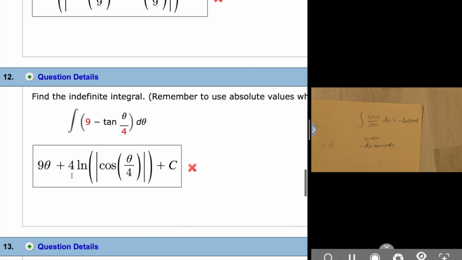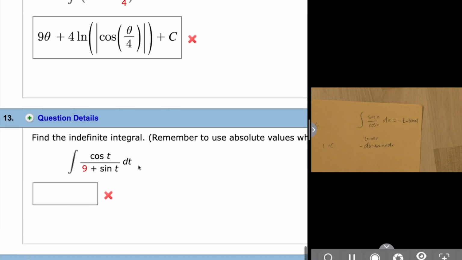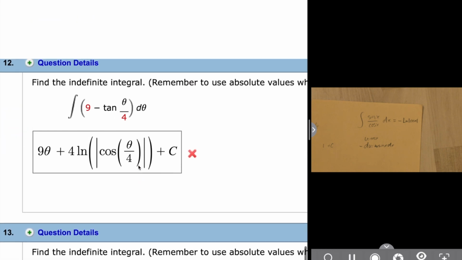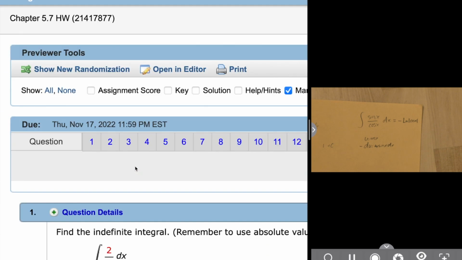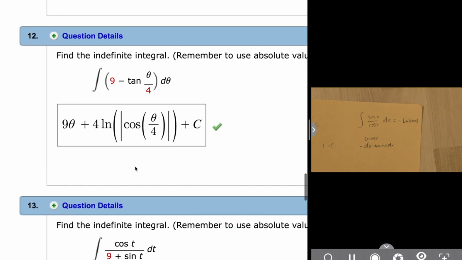All right, now that one I'm just feeling a little bit risky on, so I think I'm going to check those right now, and then we'll continue. All right. Awesome, we're doing good so far.